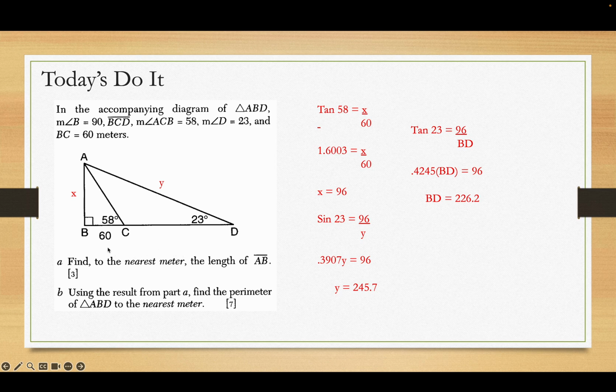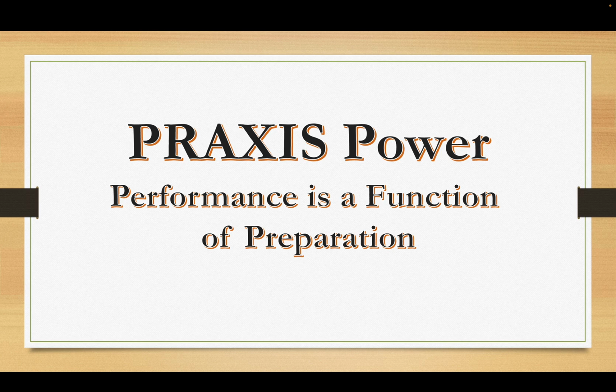But that's the length from B to D. I know X, I know Y, I now know BD. Let's add them all up to get the perimeter. 568 to the nearest meter. Okay, nice little problem there. Really nice little trig problem. Real world application. And bam! Kicked it up a notch from what we learned the other day.